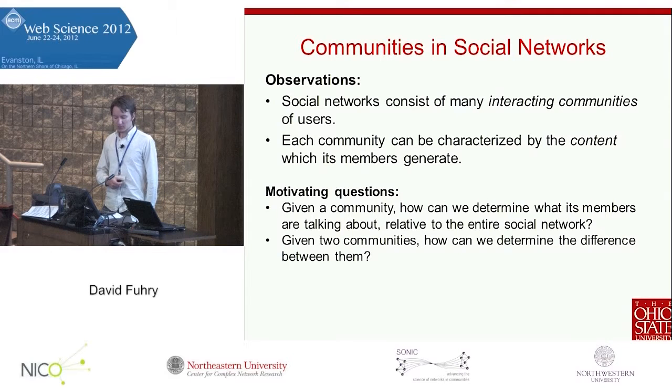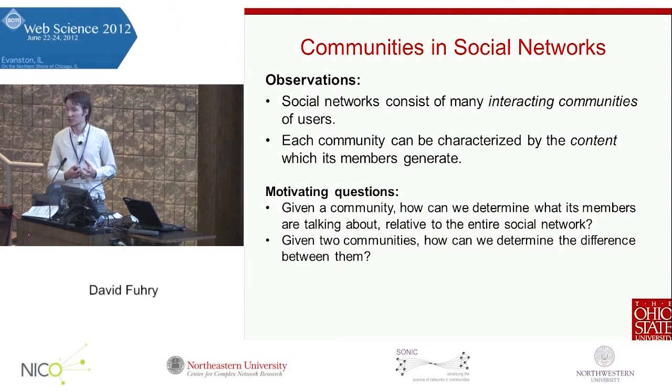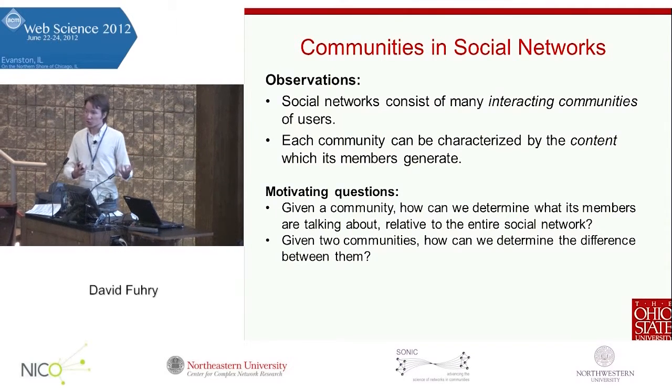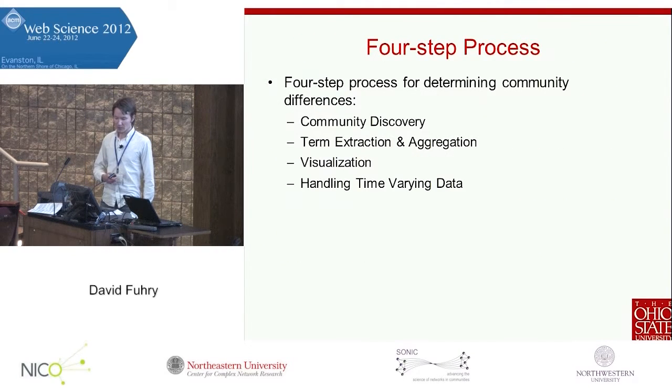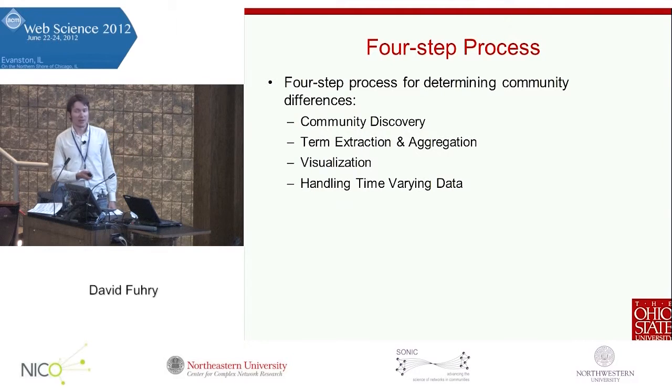So some motivating questions we can ask about this is, if we're given a community in a social network, how can we tell what this community is talking about different from what people are talking about in the broader social network? Or if we're given two communities, how can we say what one is talking about and the other is not, and vice versa? So what we present is a four-step process by which we can determine this.